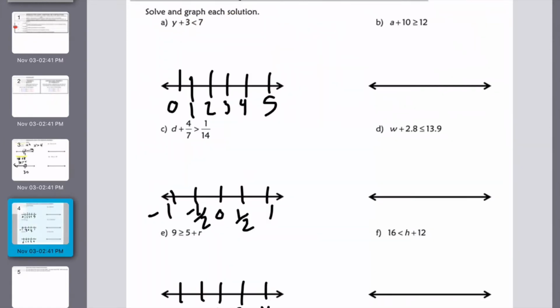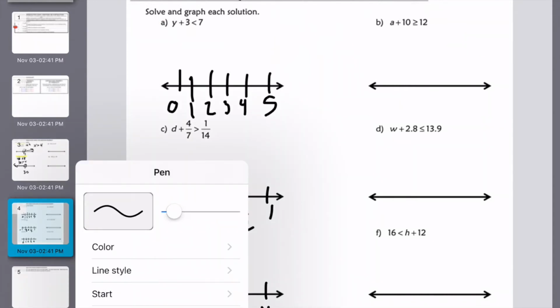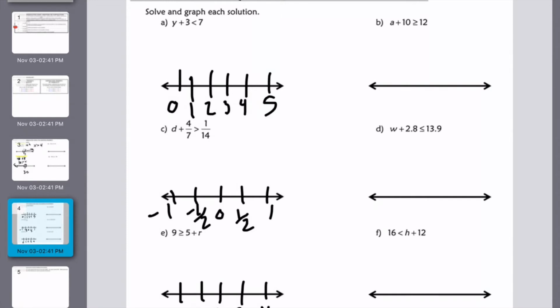Solve and graph each solution. I'm going to make this line a little smaller here, and I'm going to solve A, C, and E for us. So we have y plus 3 is less than 7. Again, I can still use my ideas of solving these inequalities like they were an equal sign. So I'm going to subtract 3 on both sides, and I get y is less than 4. So what I need to do is put an open dot. Y is less than 4, which means that it's going to the left.